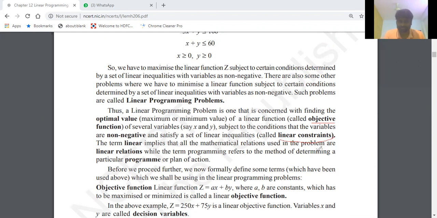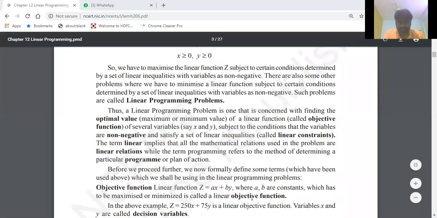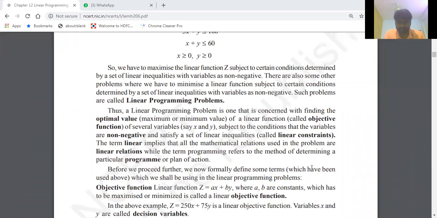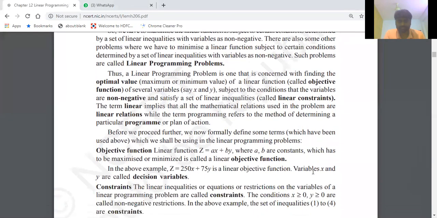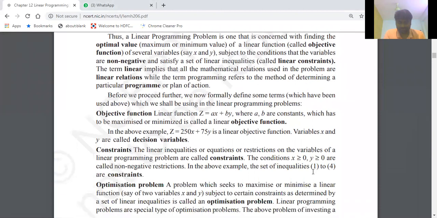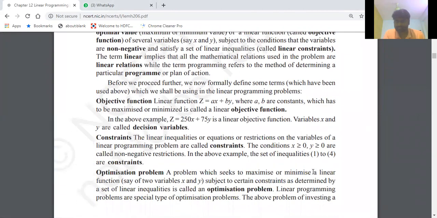Clear? So now, just look at that. Before we proceed further, we now formally define some terms. So z equal to ax plus by, where a and b are constants. So always the objective function can be in the form of z equal to ax plus by. In the previous problem, z equal to 250x plus 75y. Correct or no? That is the objective function.